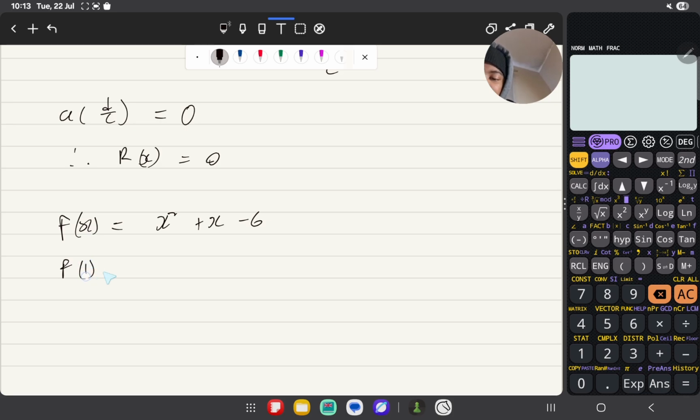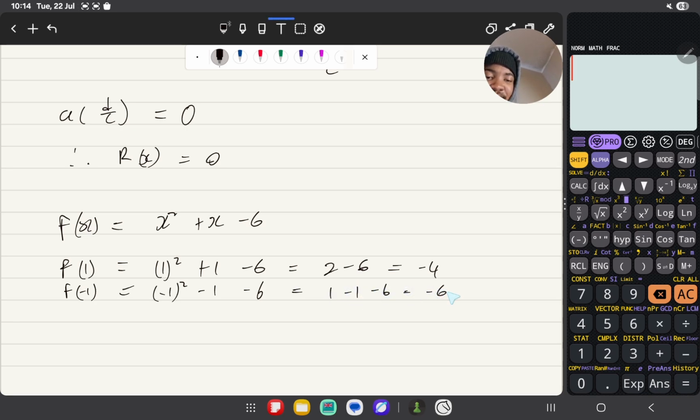Let's find f of 1. f of 1 is 1 squared plus 1 minus 6, that is 2 minus 6, that is minus 4. So 1 is not a factor. Let's go with minus 1. Minus 1 squared is 1, plus minus 1, that is 0, then minus 6, so minus 6. It's not a factor. So we go again.